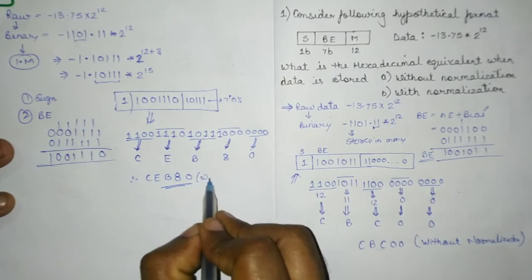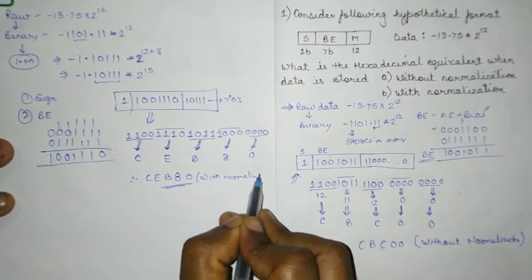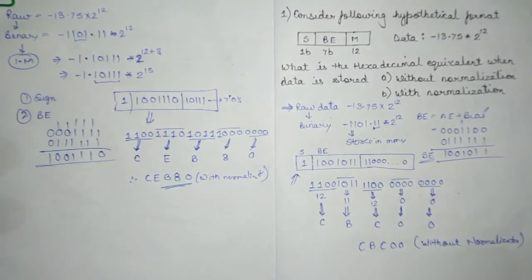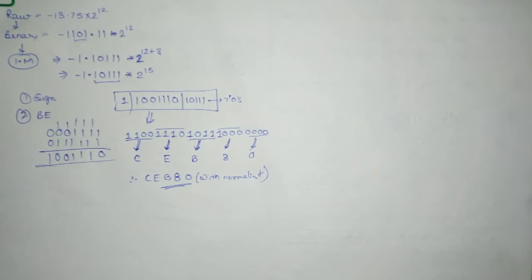So I'm just writing it here, with normalization, right? So this is how you can find the values with and without normalization. So there is one more question that we have to discuss. So just let me write down this question first over here, then we'll be proceeding with the discussion.